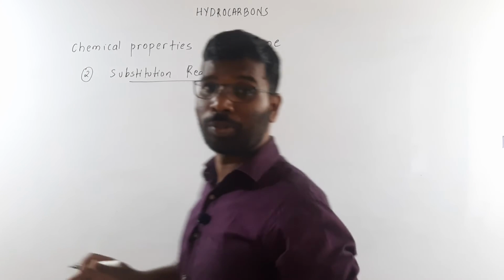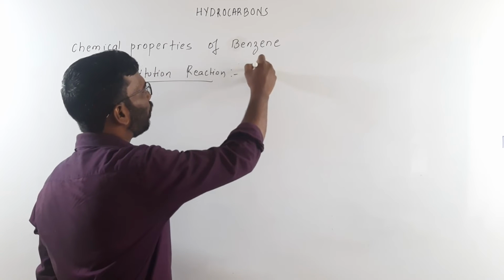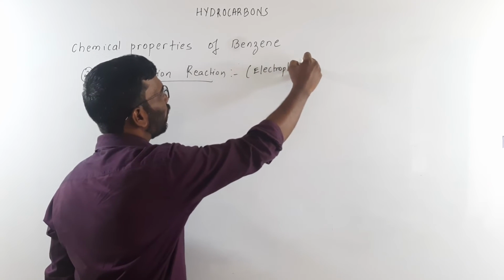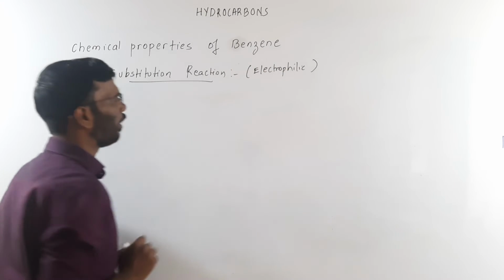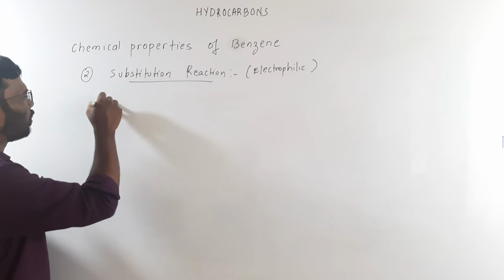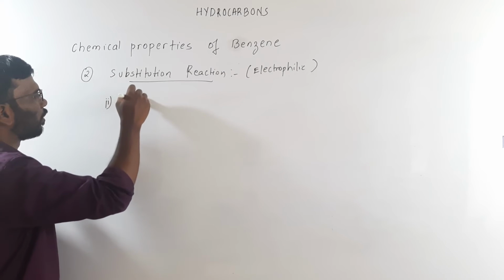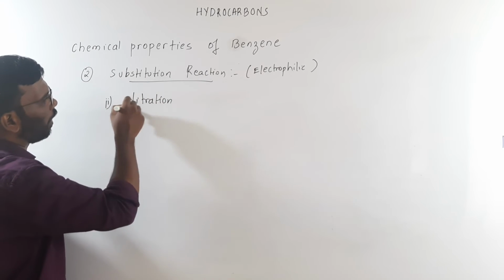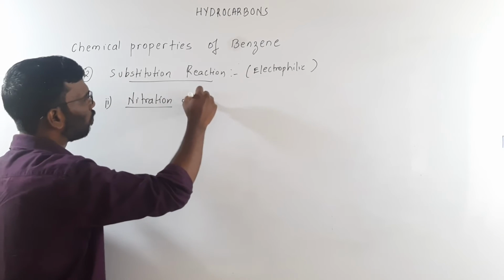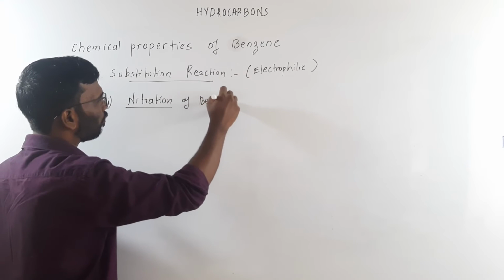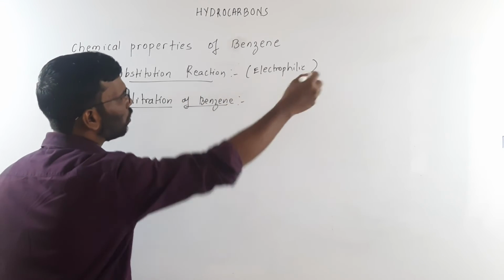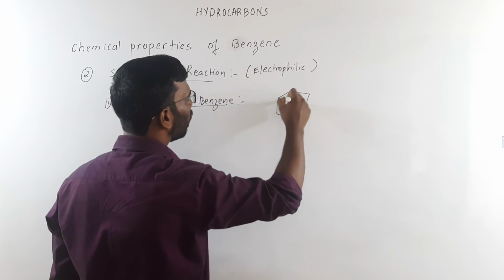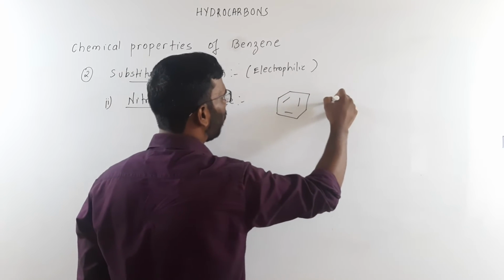So we are doing a substitution reaction, and what we are substituting everywhere is an electrophile. So electrophilic substitution reaction. Next I will write nitration. Nitration of benzene. The reaction is so simple. You take a benzene, nitration means NO2 I need to add.